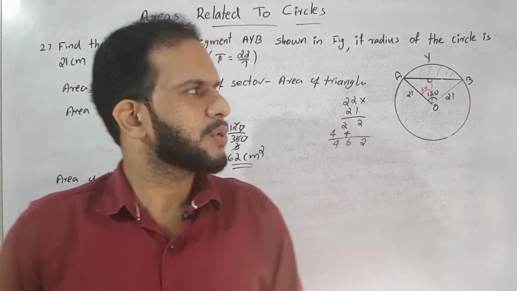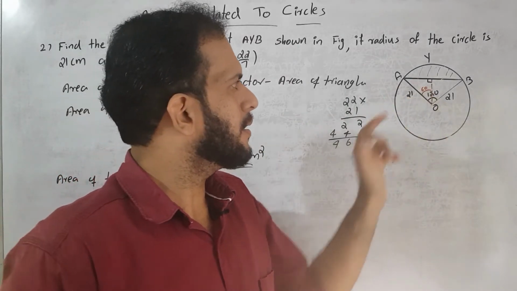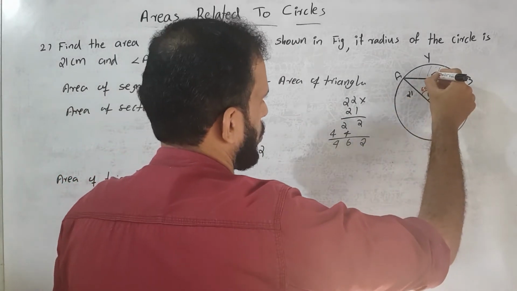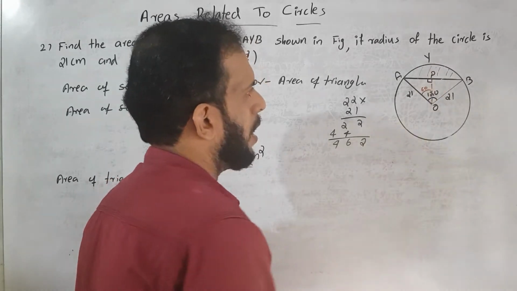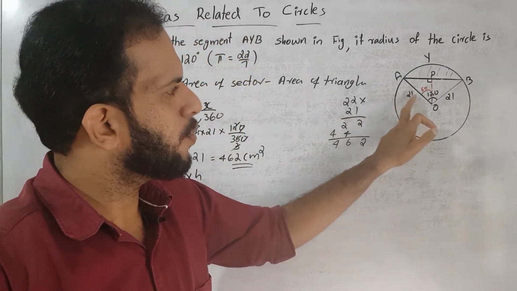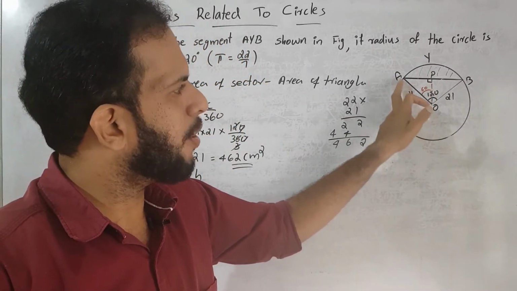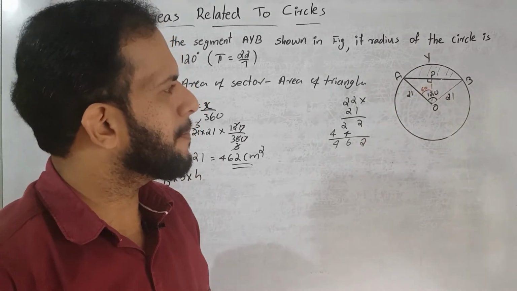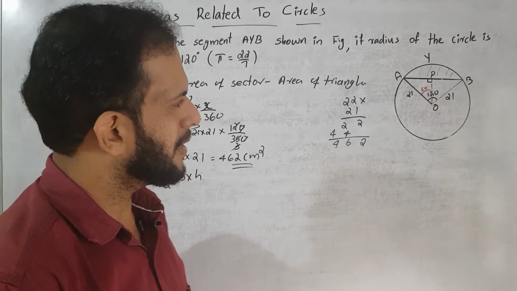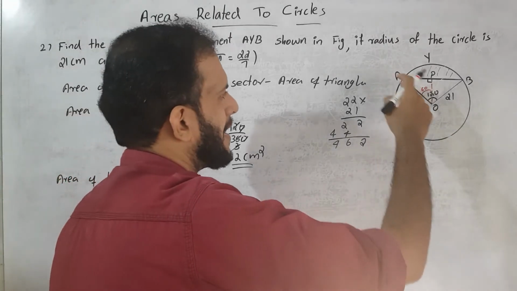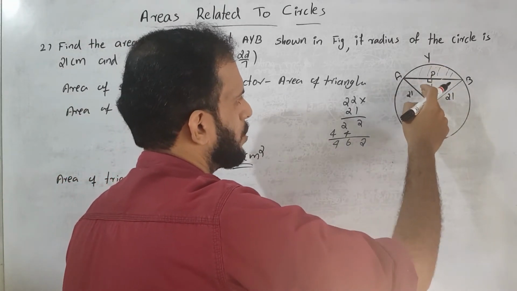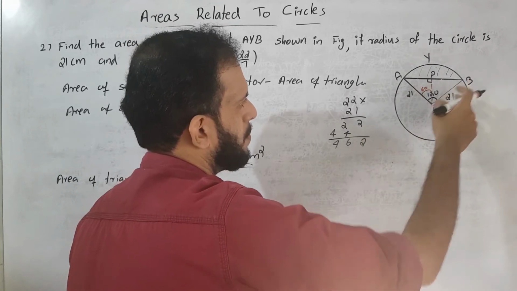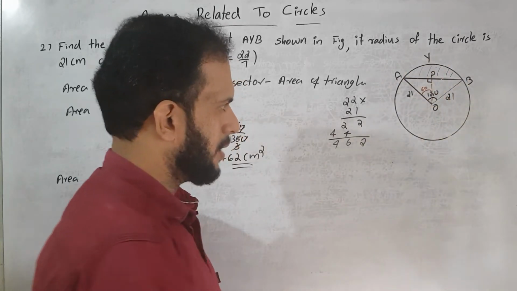Bisect. So we get here the OP. OP is the perpendicular we drew from the vertex joining the equal sides to the opposite side. So OP bisects angle AOB. Then we get angle AOP is equal to 60 degree and angle BOP is equal to 60 degree.